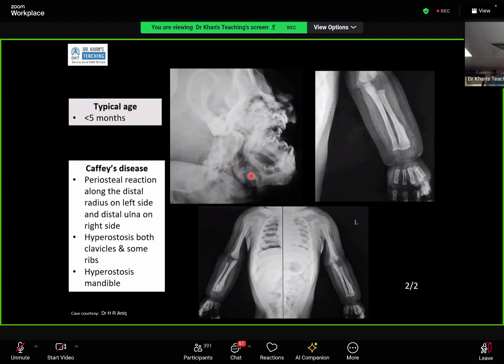And in the exam, you have to ask the examiner. They will show you this long bone, and then you will say that I want to see the mandible. Mandible is a very pathognomonic sign of this. So remember, Caffey's disease, definitely you can consider in your differential diagnosis.